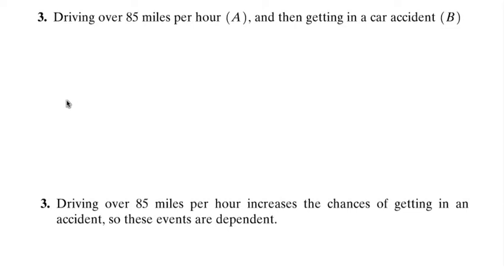So that's the first thing to understand, the distinction between dependent and independent. Again, independent means the events do not affect each other's probabilities. Dependent means they do. We will do a couple more examples with this in the next video.